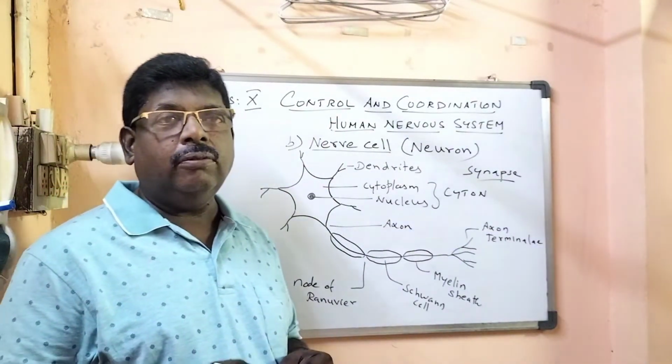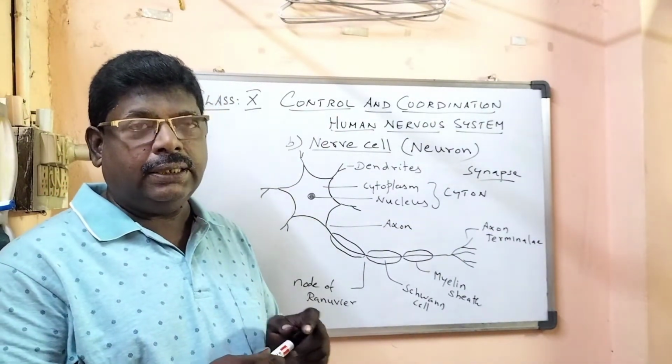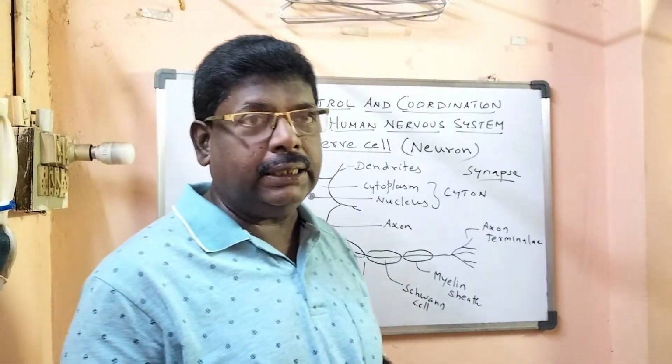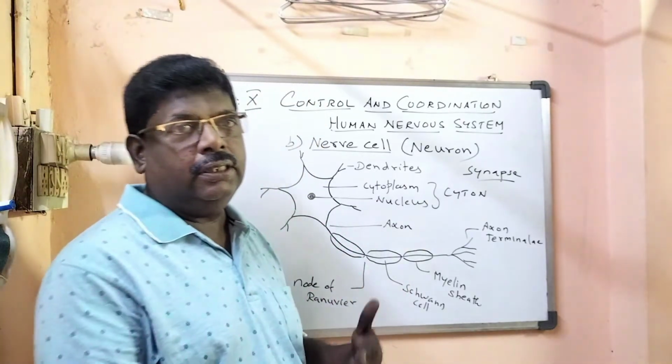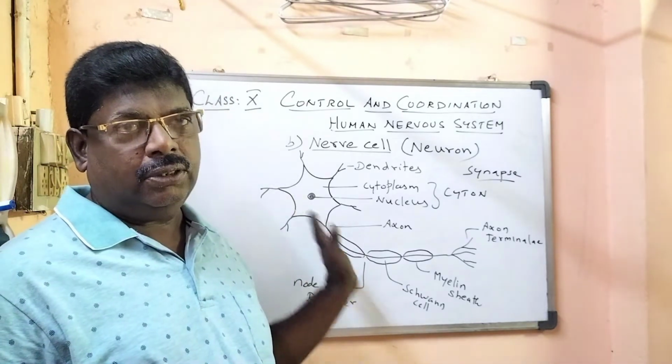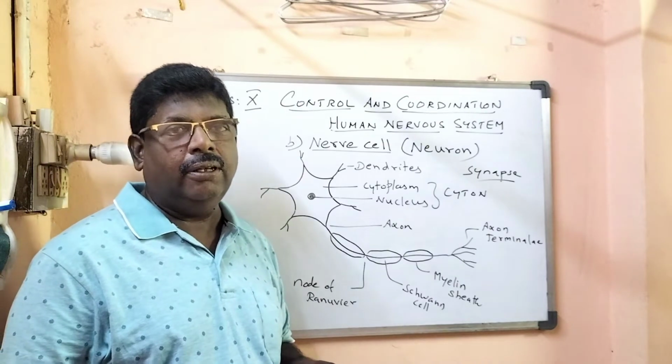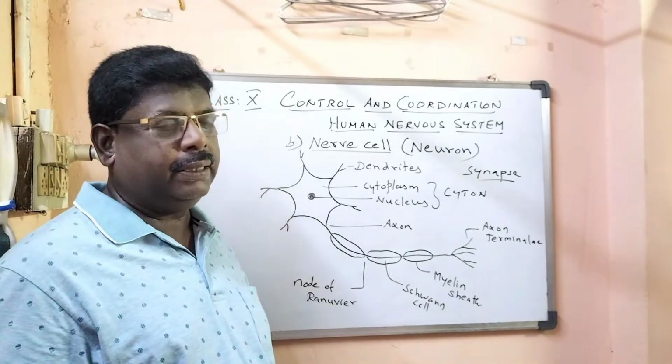So what is nerve impulse? The dendrites receive the messages from the brain in the form of chemical and electrical signals, which is further transferred through the entire nerve cell as nerve impulse. Okay, now let us see the next part.